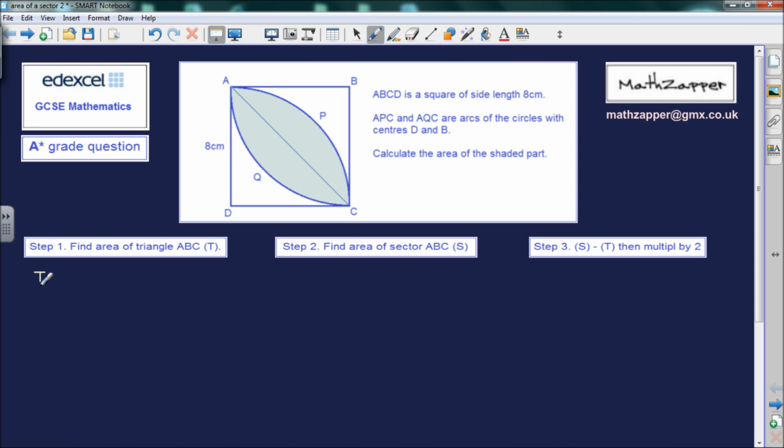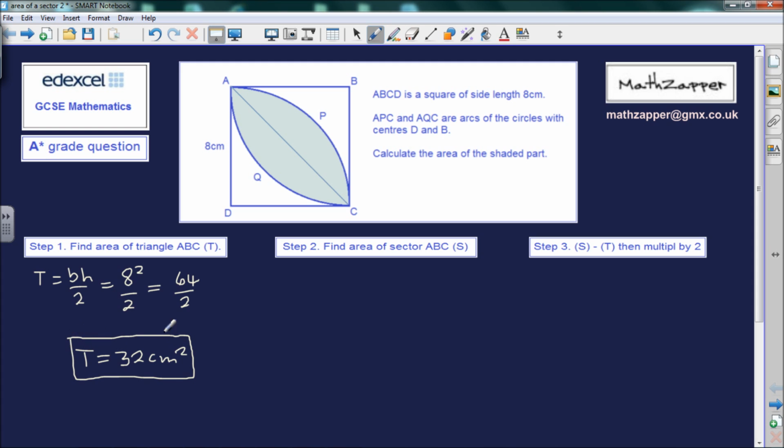So T is equal to base times height divided by 2, which in this case is 8 times 8 divided by 2, so that's 8 squared divided by 2, which gives us 64 divided by 2, and therefore 32 square centimeters is the area of that triangle. So we can say that T is equal to 32 square centimeters. So the first part is complete.